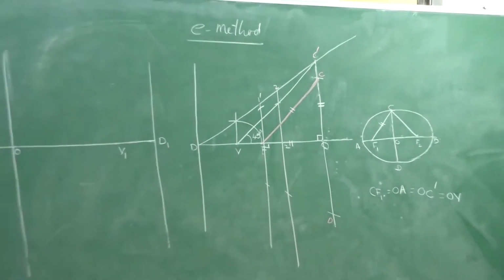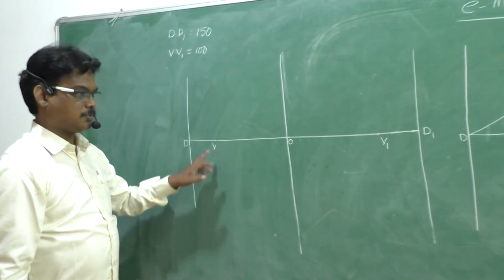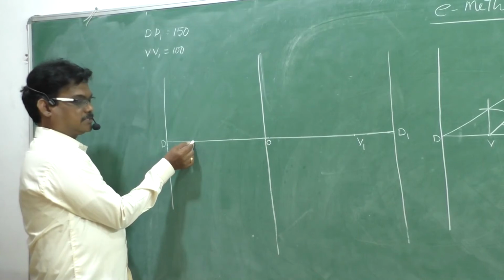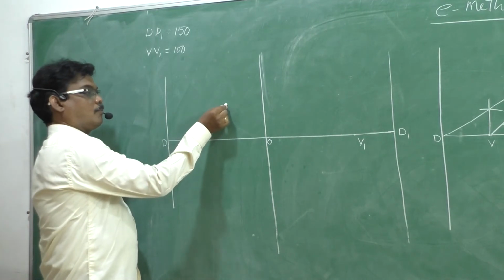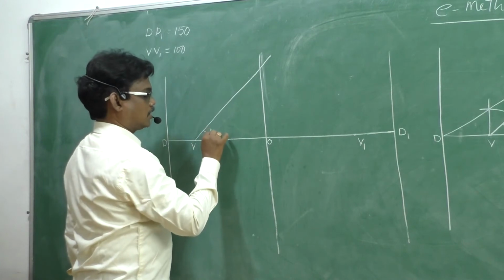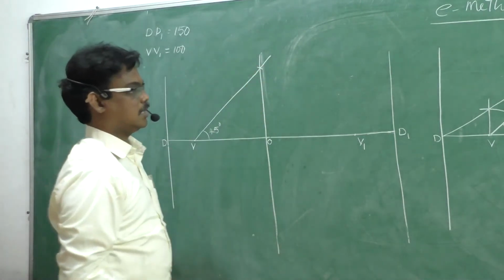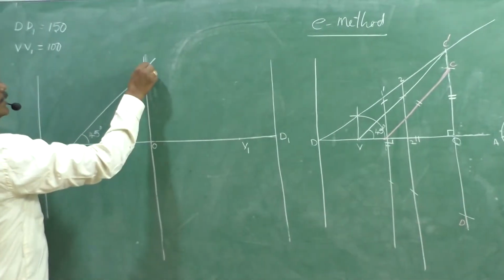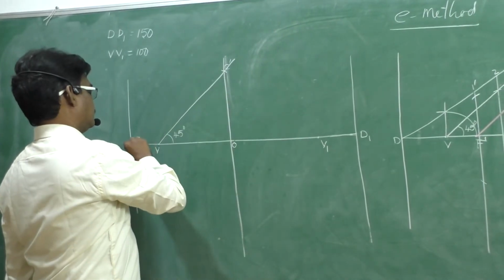Now, come here. Already, what is the semi-major axis? We know. And the position of V, we know. From here, with 45 degrees, draw a line. Okay, this is 45 degrees. Okay, we got this point. That point is nothing but C dash. Now, D, C dash. These two we know.